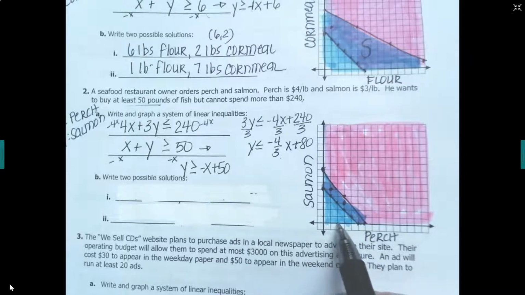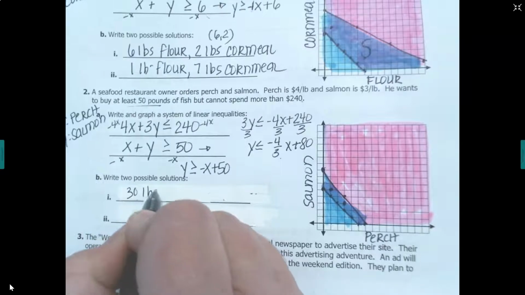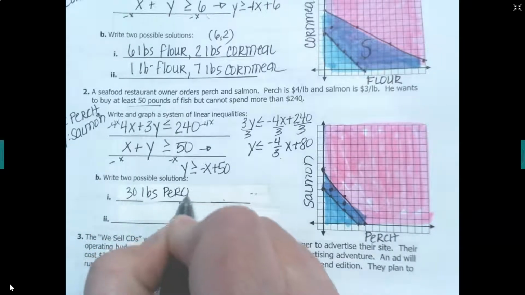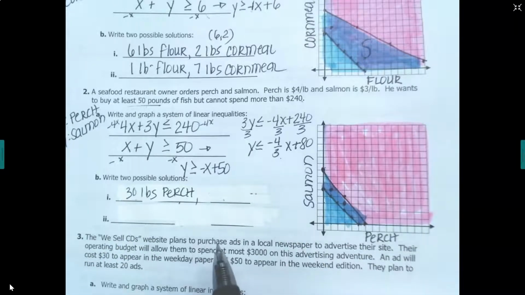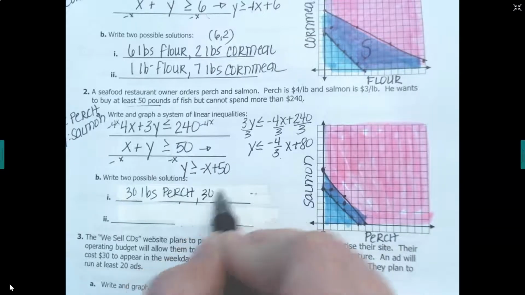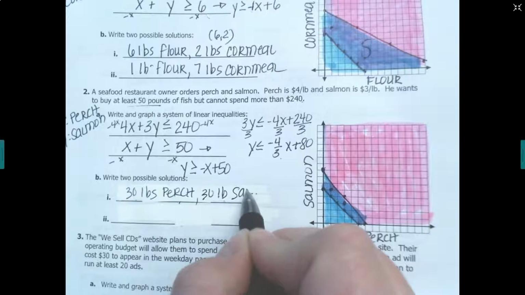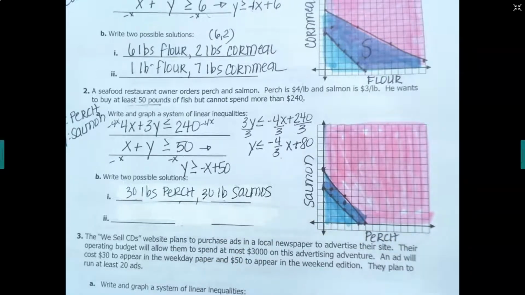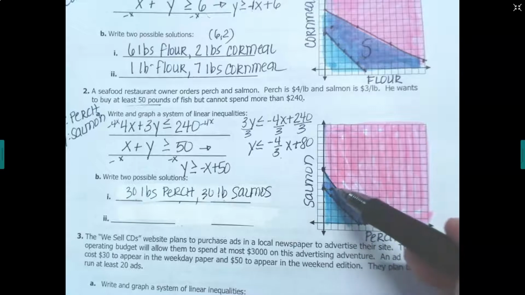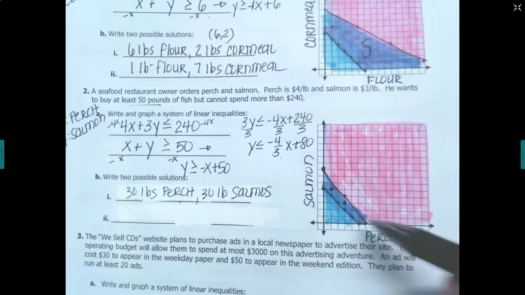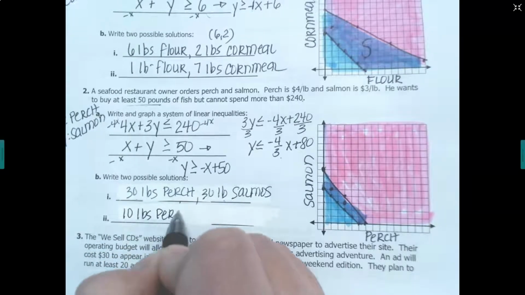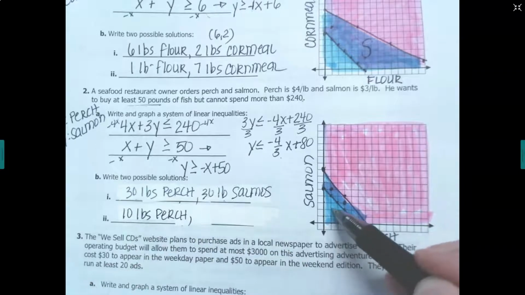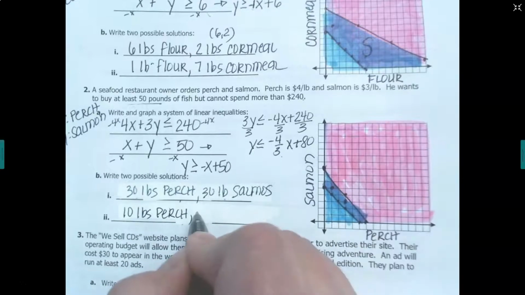So this would be 10, 20, 30 pounds going in the perch direction. And then we had to go up 10, 20, 30 pounds of salmon. That's where we can split it. We got exactly the same amount of each, and that spent all of our money. Or here's the other one. It's only 1 to the right for perch, so that'd be 10 pounds of perch. But then I'm at 10, 20, 30, 40, 50 pounds of salmon.